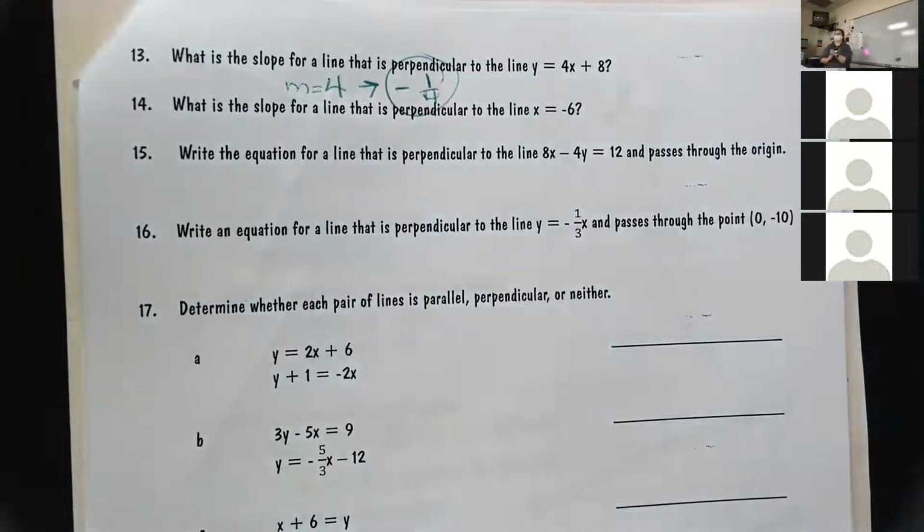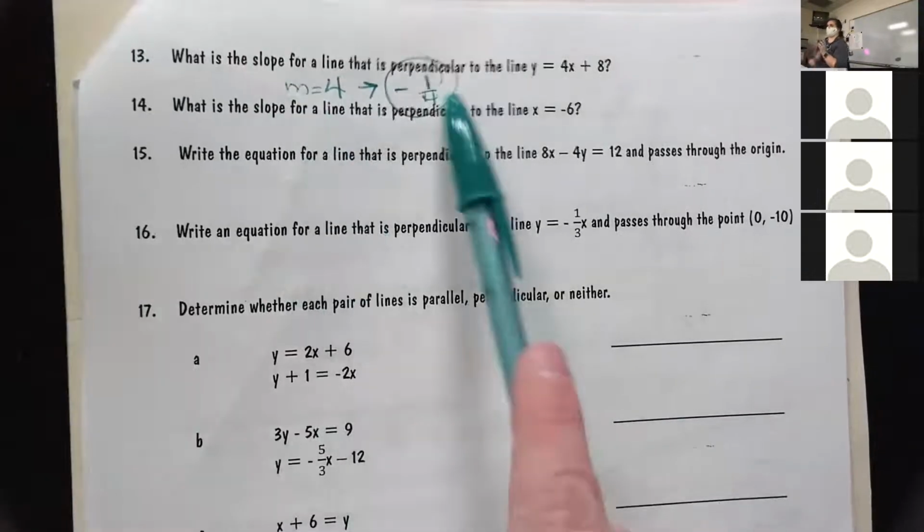So you're basically looking at 4 as a fraction? Yes, you're looking at 4 as a fraction. 4 over 1, flipping that, 1/4. And make sure you switch the sign. This was positive, so it becomes negative.